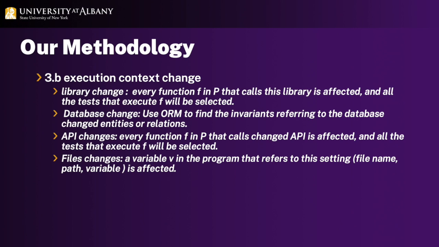For the database change, we use ORM to find the environments referring to the database changes, entities, or relationships. For the API change, a function f in program P that calls the changed API is affected. All the test cases that execute f will be selected. For the file change, a variable v in the program P that refers to the settings like file name, path, and so on, that variable is affected. All the test cases that execute this variable will be selected.